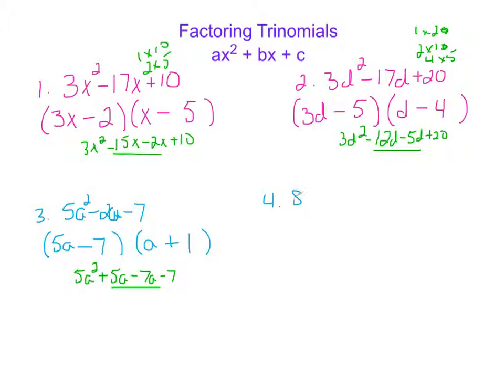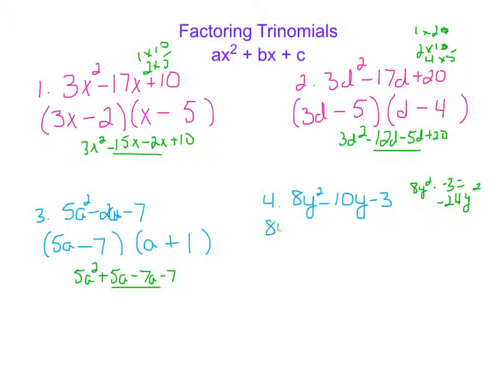Number 4, we have 8y squared minus 10y minus 3. Now 3 is prime, but our 8 isn't. So another option besides the guess and check, remember we looked at the magic number? If I multiply my first term, so the 8y squared, times my last term, in this case I get negative 24y squared. So then I'd want factors of negative 24y squared that subtract to give me negative 10.